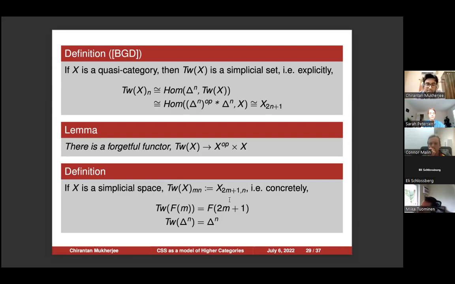Now, note that this construction is not unique. That is, we could define Tw(X)_{m,n} to get X_{m+1, 2n+1}, where if we apply the twisted arrow to F_m, we get F_{m+1}, and if we apply the twisted arrow to Δ^n, we get Δ^{2n+1}. Or we could have applied the twisted arrow to get X_{m, 2n+1}. That is, if we apply the twisted arrow to F_m, we get F_m, and if we apply the twisted arrow to Δ^n, we get Δ^{2n+1}. Now, we have shown that all of these three constructions are equivalent to each other. So it makes sense to take any one of them as a working definition.